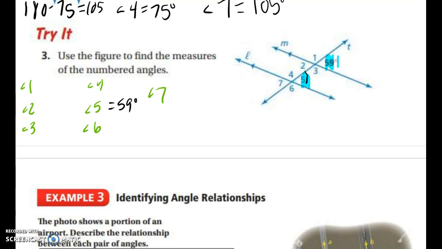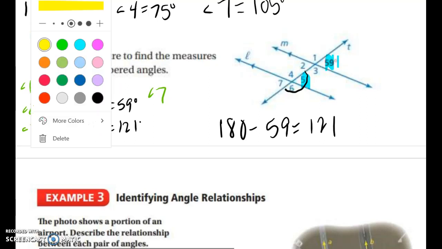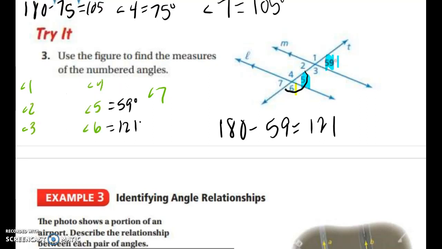I'm going to use supplementary angles now to figure out angle 6. So I'm going to do 180 minus that 59 degree angle that I know of, and I get 121. So that means that angle 6 equals 121 degrees. And using corresponding angles, my yellow angles here, 6 and 3 are corresponding, which means that angle 3 is also 121 degrees.